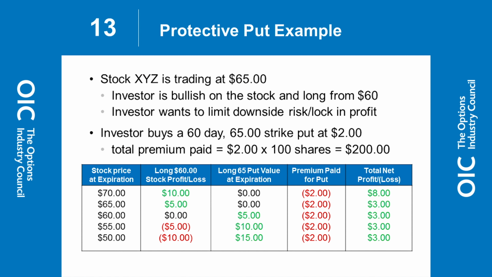Now, why wouldn't we just go ahead and sell the stock outright as it is? If we're worried about it going down, why don't we just sell the stock right now? Well, we certainly could. We can sell our stock at 65. We lock in $5 worth of profit, or $500.